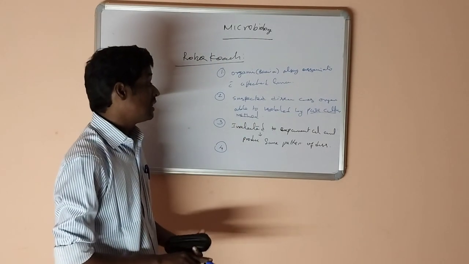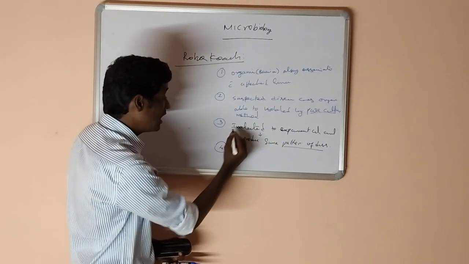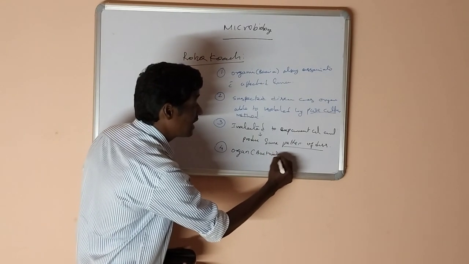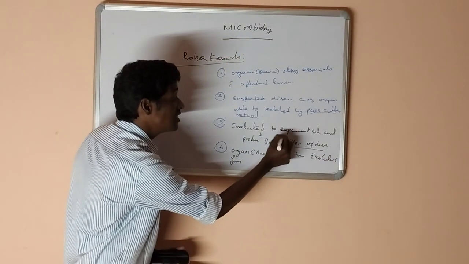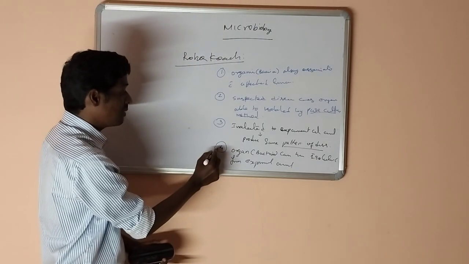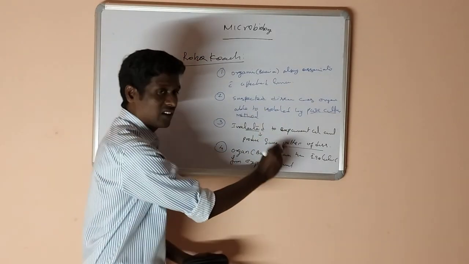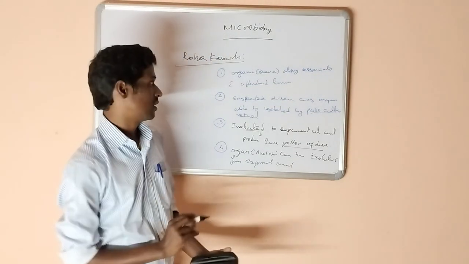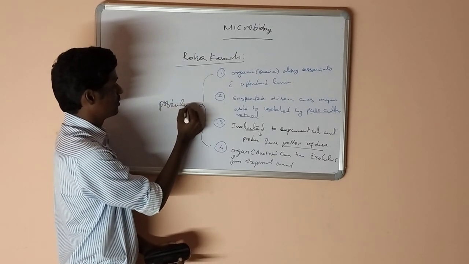The fourth postulate: the experimental animal is producing the same pattern of the disease, so the disease-causing organism or bacteria can be isolated from the diseased experimental animal. If the bacteria are inoculated, they will display the same pattern of disease. The same isolating method can isolate the bacteria from the experimental model. These four are called the Koch postulates.